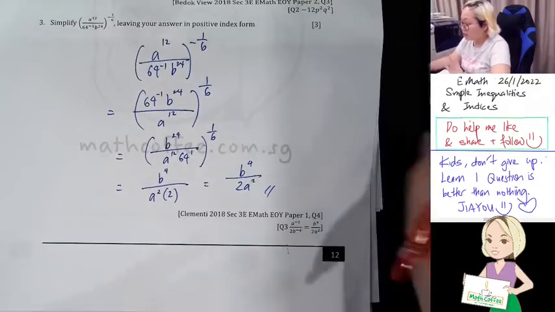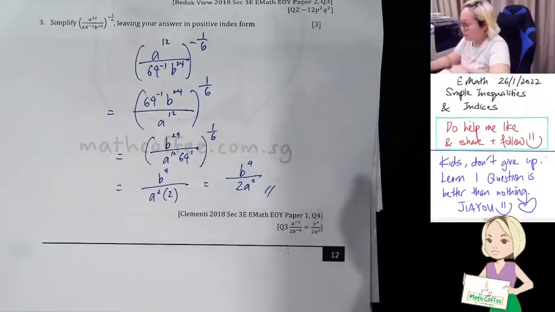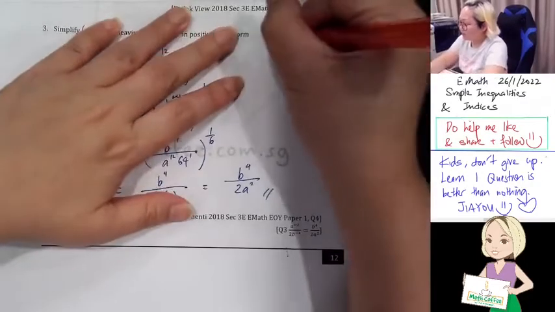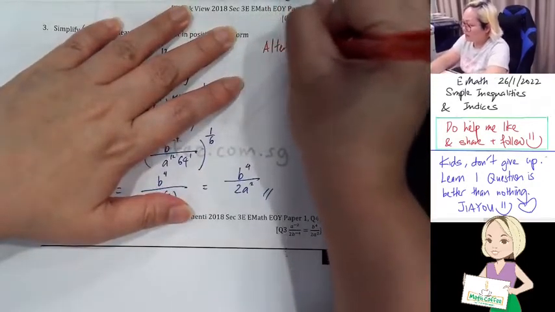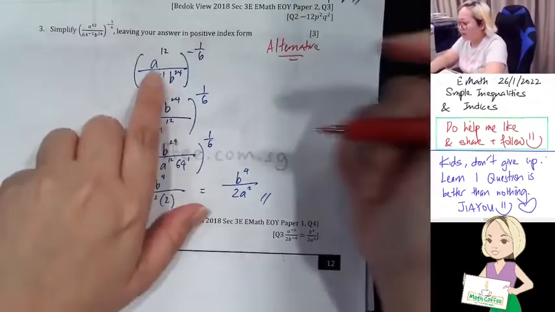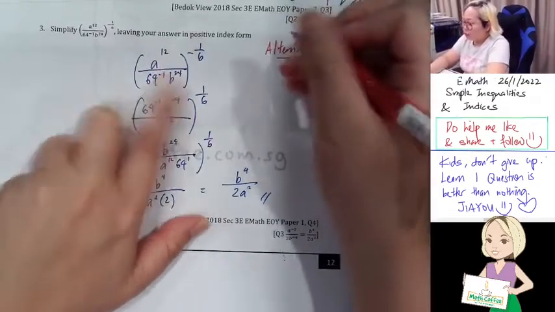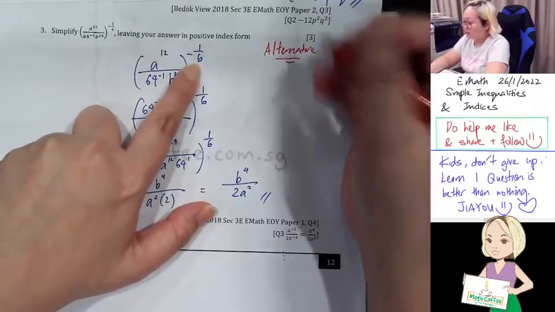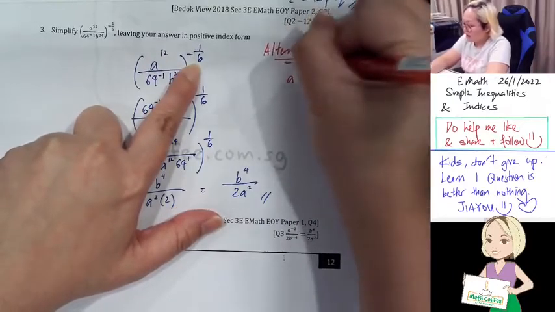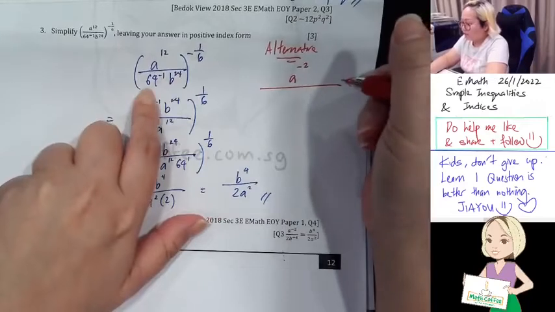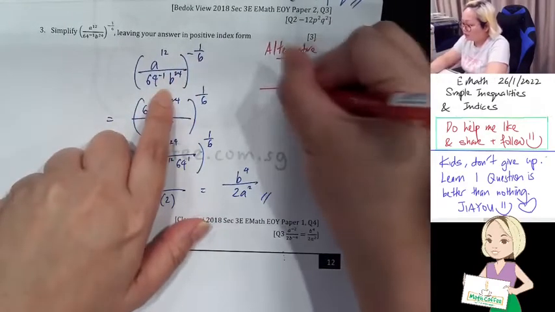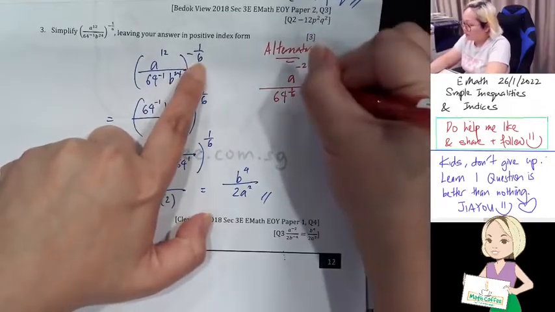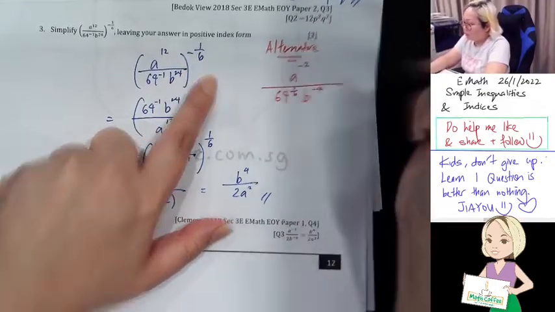Yes, this one you have to be very, very careful. The flip is one way. I have another alternative way, where I don't settle the negative first. I actually just multiply straight away. I can also do 12 times negative 1 over 6, so I get A minus 2, correct? 64 minus 1 times minus 1 over 6, so it's 64 to the power of 1 over 6. 24 times negative 1 over 6, so it's B minus 4.